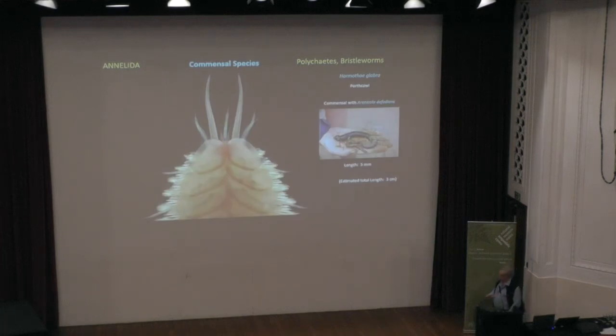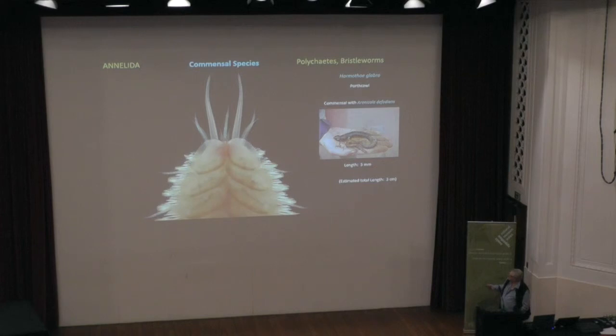Commensal species. You often get other worms. You get worms living with other worms. And this is the head end of a thing called Harmothoe glabra, another type of scale worm. And it can be found in the burrows alongside Nicolea. So it makes use of the burrow to have a home.